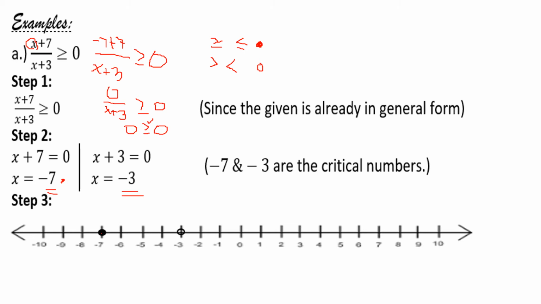Okay, oops, I forgot to substitute here negative 7. Okay, so negative 7 plus 3, that is negative 4, and 0 divided by negative 4, that is 0. So it satisfies our inequality, so we are using solid. And take note of the symbol greater than or equal to. Okay, let me erase this first.